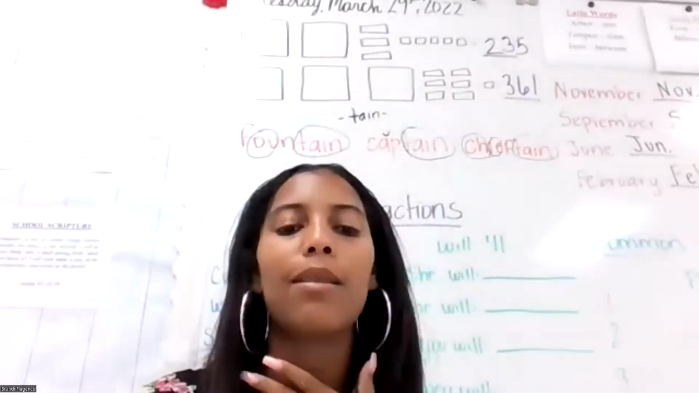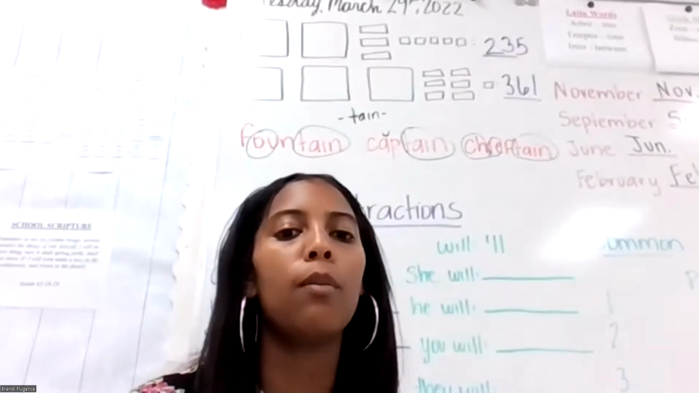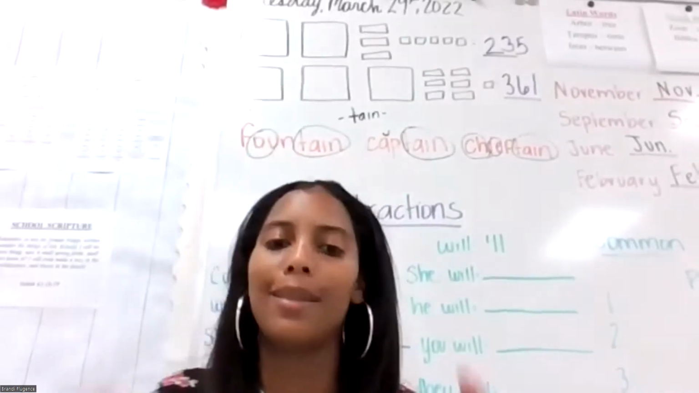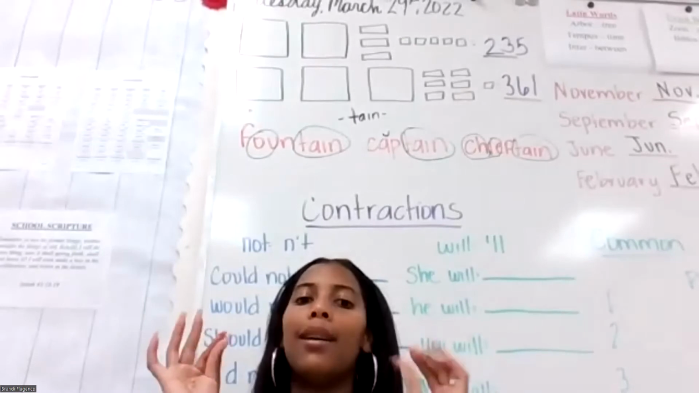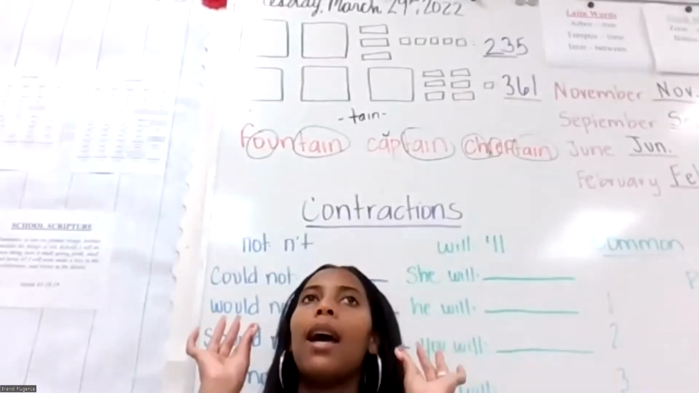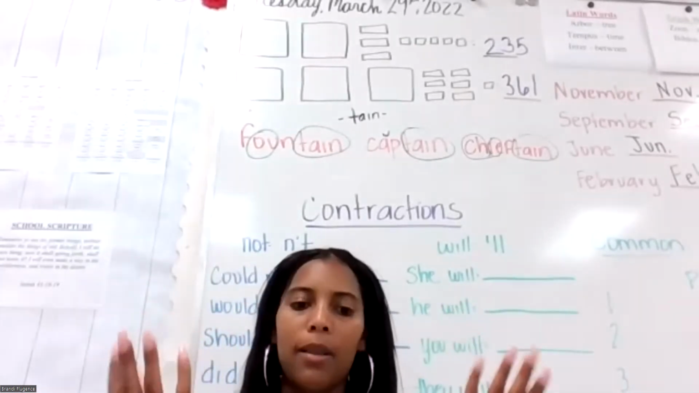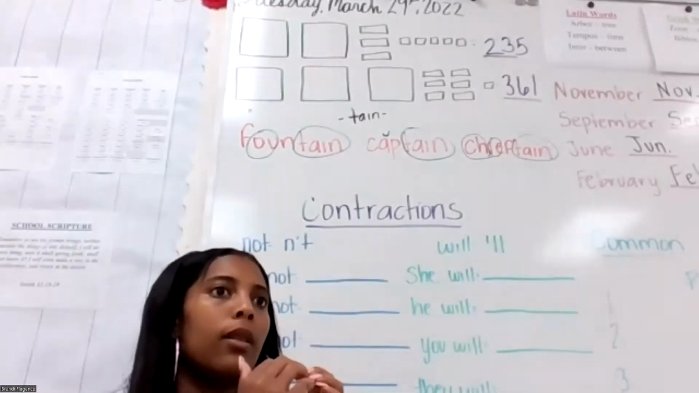Okay. All right, so today we're going to learn something new. So we've learned homonyms, right? Homonyms are when we have two words that sound the exact same, but they are spelled differently and they have different meanings. Give me some examples of some homonyms.